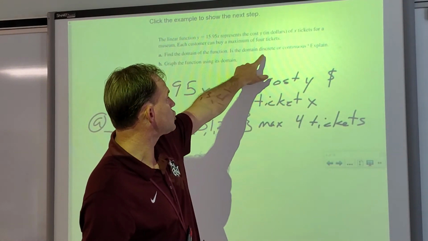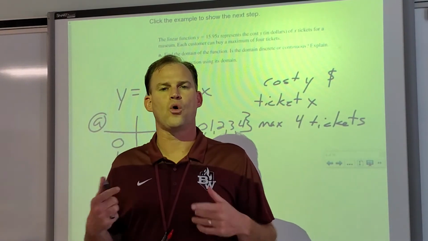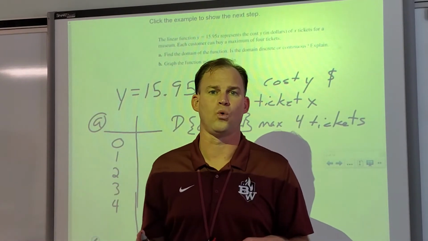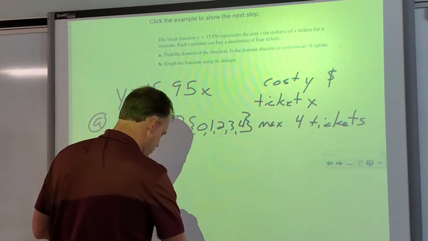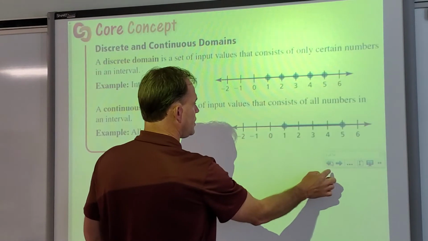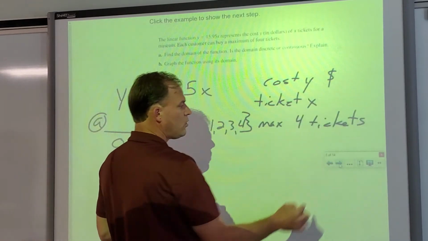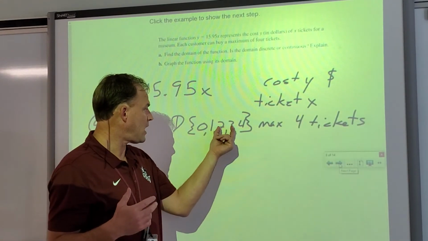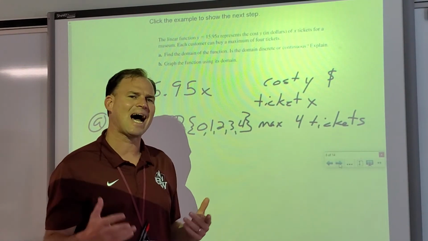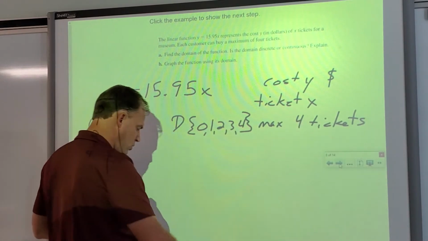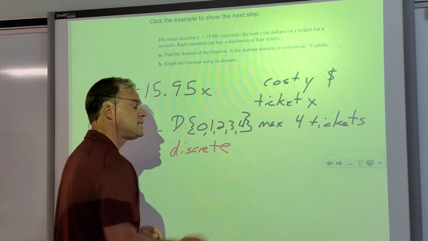Second part of this, is it discrete or continuous? So this is where you need to ask yourself, can I buy a fraction, or can my x be a part of a whole number? Can I buy a part? Can I buy a half a ticket? Can I get something in between the values? Because if you remember our definition, it says consists of all numbers in an interval. Well, can I buy everything between 0 and 4? Can I buy 2.5? Can I buy 2.6? No, obviously not. It's not continuous. It is only those whole numbers. So this is a discrete problem.